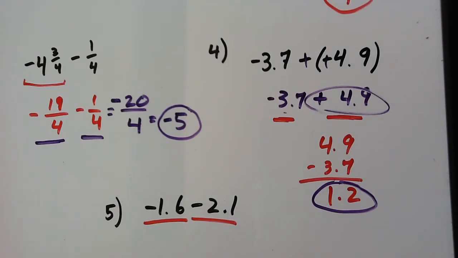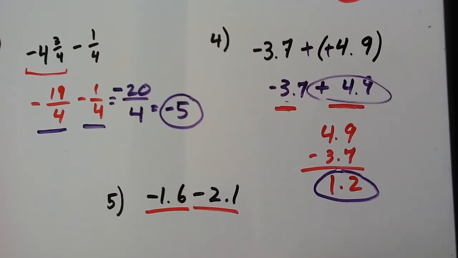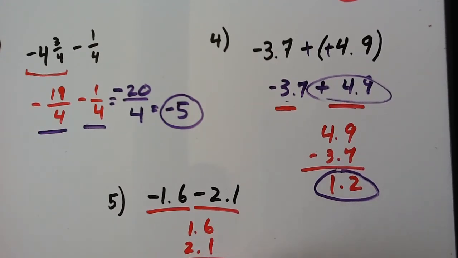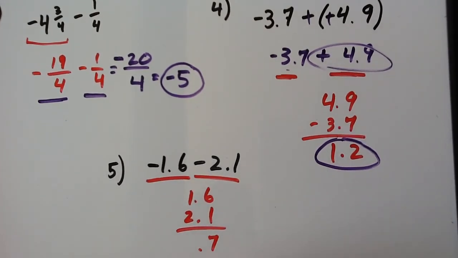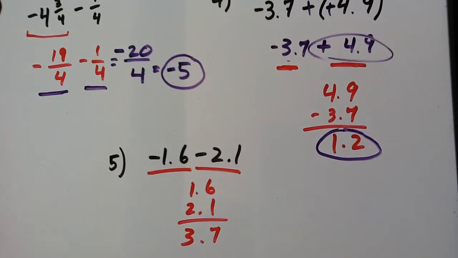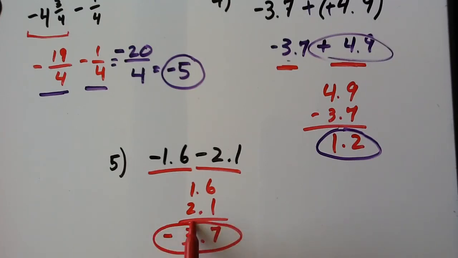And because they're both negative, they have the same sign, I will add 1.6 and 2.1. When I add them, I get 3.7. Okay, after I add, I'll keep the sign. Signs are both negative, so my answer is negative 3.7, negative 3 7/10.